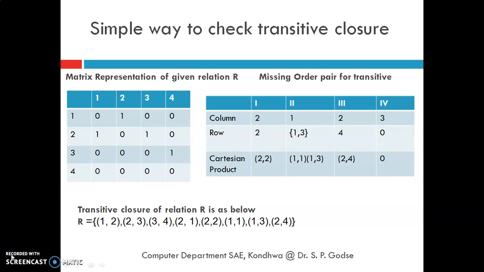Due to newly added pairs, we have to check again whether the relation is transitive or not. If not, then we again have to apply this procedure. At the end, you will get a transitive relation, and the minimal transitive relation is called the transitive closure of this given relation R.